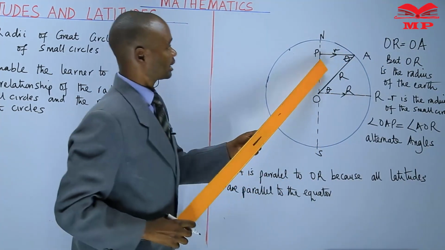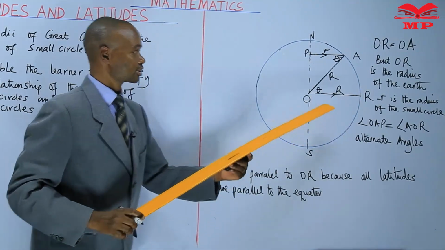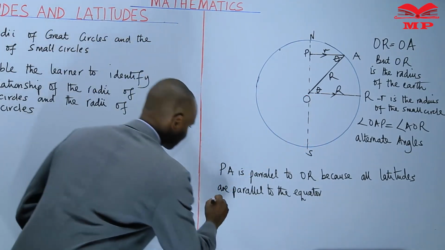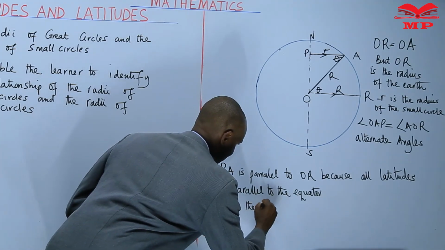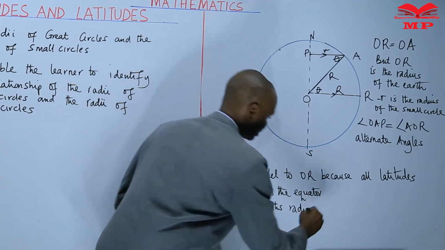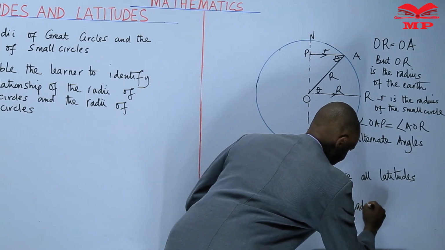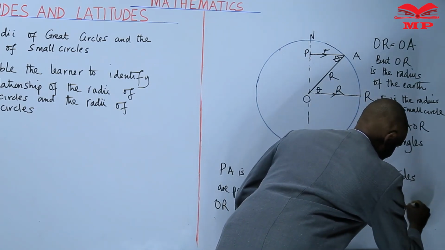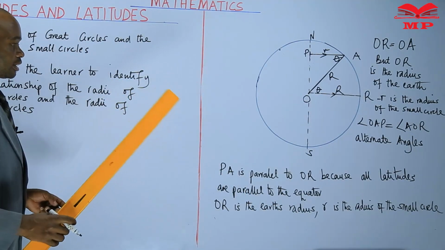So learner, you realize little r here is the radius of that small circle. OR is the radius of the great circle, which happens to be the equator. So you say OR is the Earth's radius, and r is the radius of the small circle.